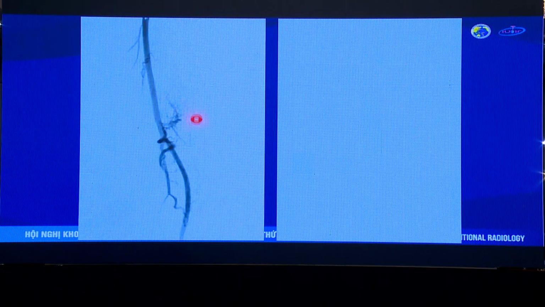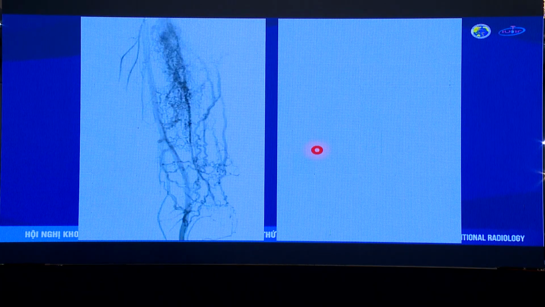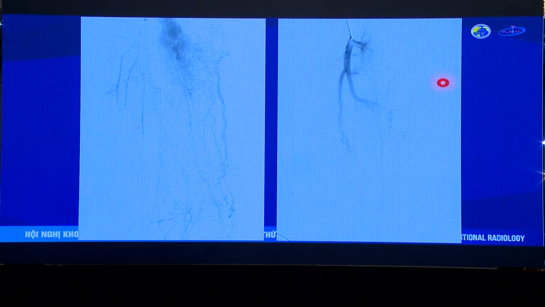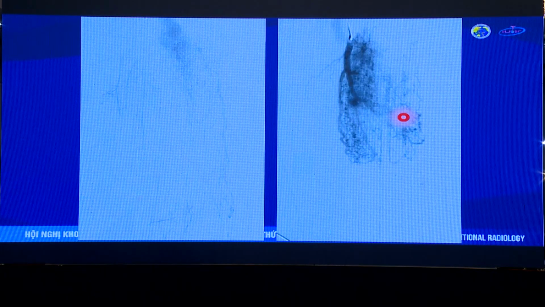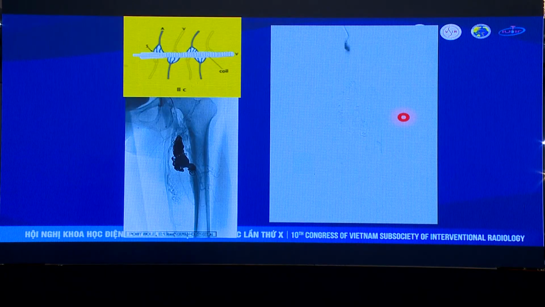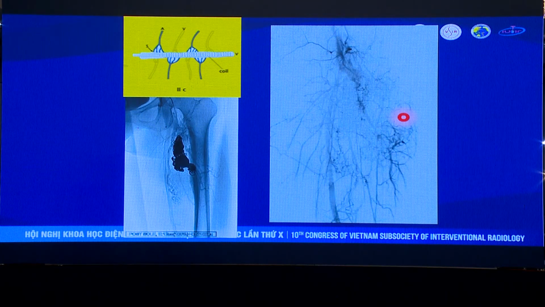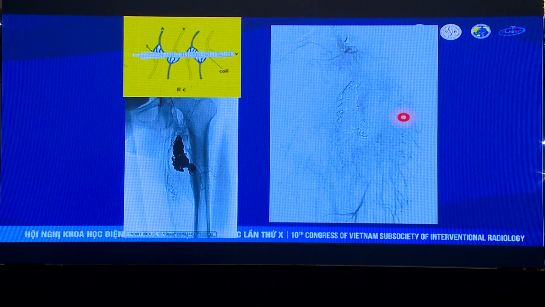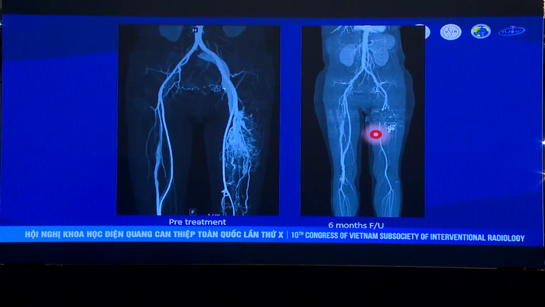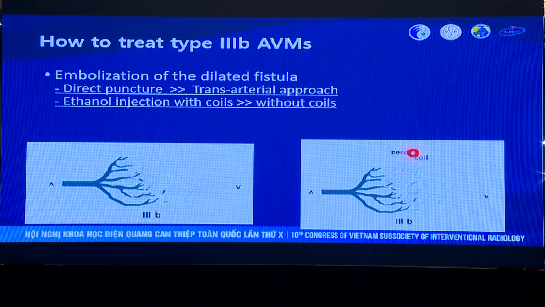This is the femoral angiography, and this is the deep femoral angiography. After direct stick, the elongated venous portion was embolized with multiple coils, and we used a small amount of ethanol. This is the completion angiography, and this follow-up CT shows no residual AVM in this patient.